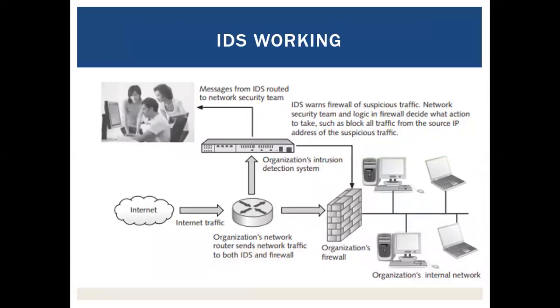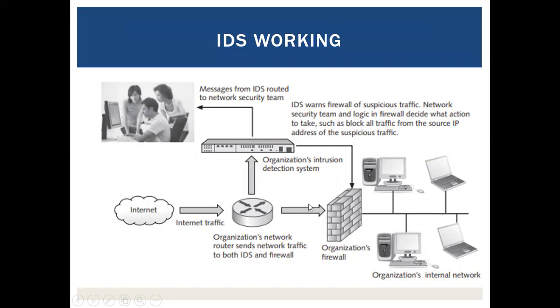The IDS works like this: the message from the IDS goes to the network security team. It is basically a device that creates a signal to the security team, alerting them to harmful worms and any other threat. Here, internet traffic: the organization's network router sends network traffic to both the IDS and a firewall. Your traffic, your data, your messages pass through your IDS system as well as the organization's firewall.